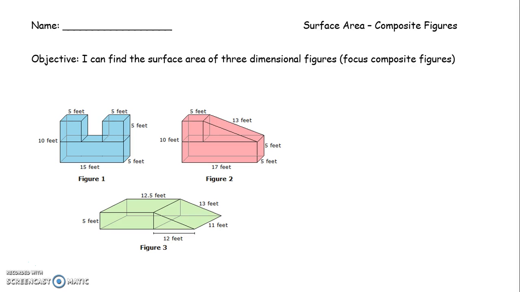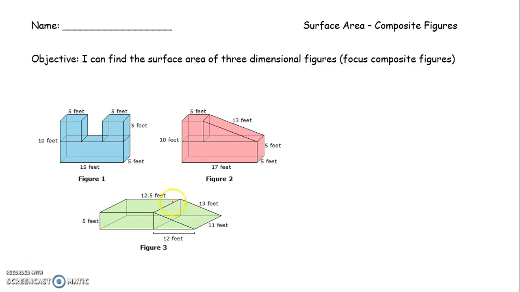So our objective is still I can find the surface area of any three-dimensional figure, and we're going to focus on composite figures. Composite figures are just figures made up of two or more three-dimensional figures that you know. Like here, this composite figure is made up of a rectangular prism, it's made up of a cube, and it's made up of a triangular prism.